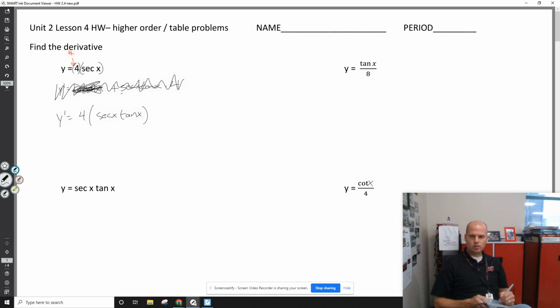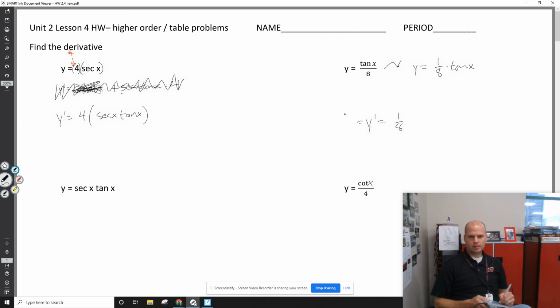Everybody might think, oh, you've got to use the quotient rule because it's tan x divided by 8. But dividing by 8 just means we really just have a constant. You could rewrite this if you wanted to as 1/8 times tangent. Okay, very important. If you use the quotient rule, again, you just have a little bit of unnecessary work. You'd get the right answer if you use the quotient rule, but it's just not necessary. You could just leave the constant.